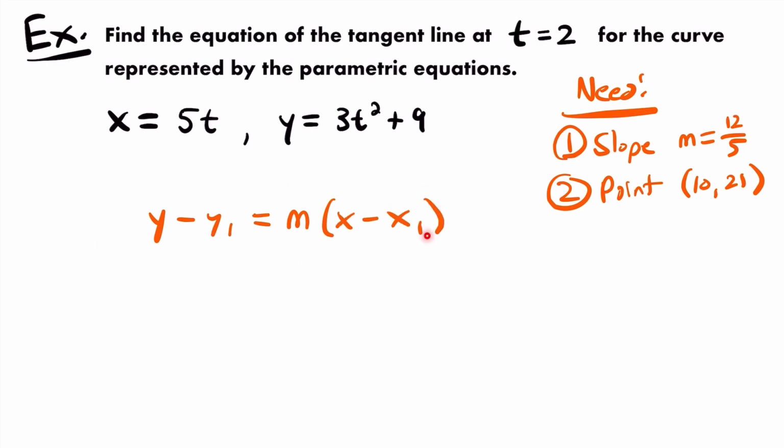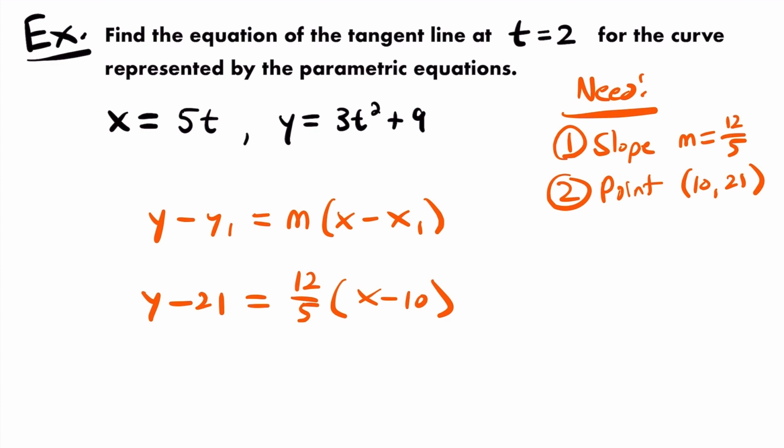You learn about this formula in algebra. This allows you to find an equation of a line given a point and the slope. In this case, our slope m is 12/5, and our point, represented by x1, y1, is (10, 21). So m is equal to 12/5, x1 is equal to 10, and y1 is equal to 21. So what we'll have is y minus 21 is equal to 12/5 times (x minus 10).